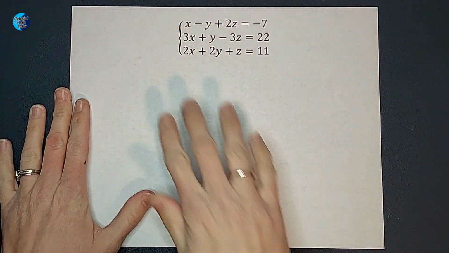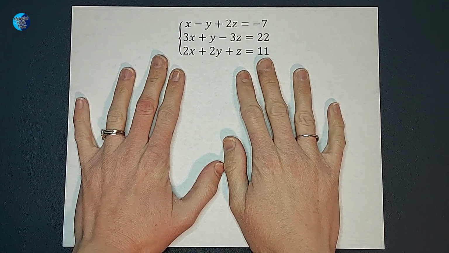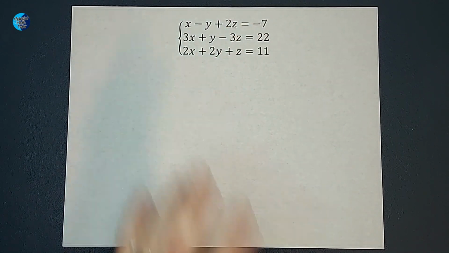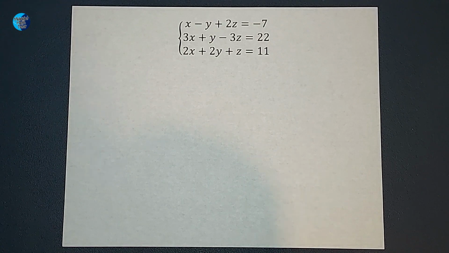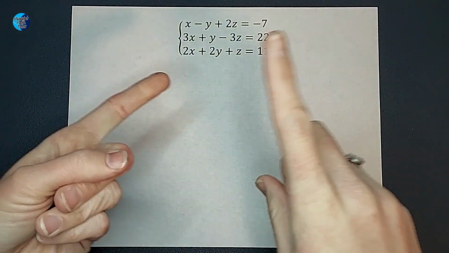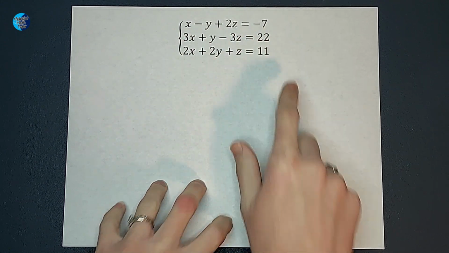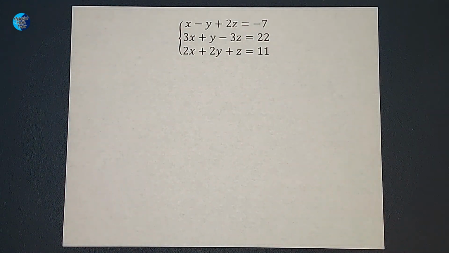Hey guys, we are looking at a system of equations here. I have 3 equations and they each have 3 variables. Now I want to figure out what I can plug in for x, y, and z that will work for all 3 of these equations. But how do I do that?